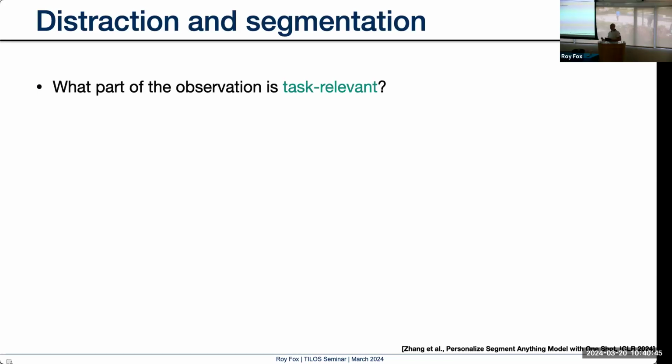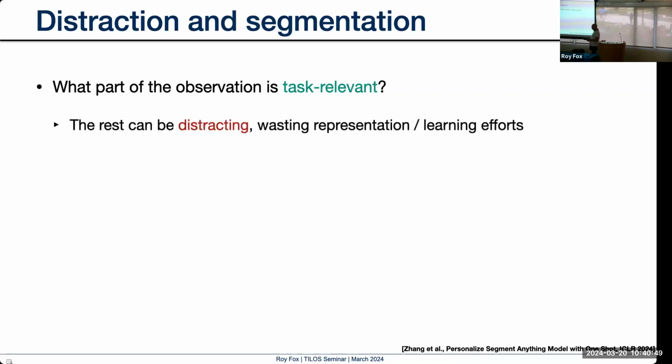So, what if there's part of the observation that is not relevant to the task? It's going to be detrimental, right? It's going to be distracting. It's going to take away our representational power. It's going to take away our learning power, right? We'll find spurious correlations that we don't want to find.